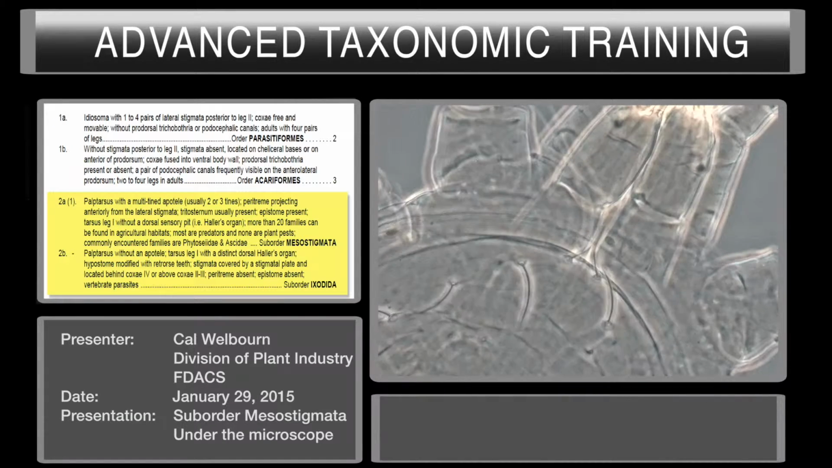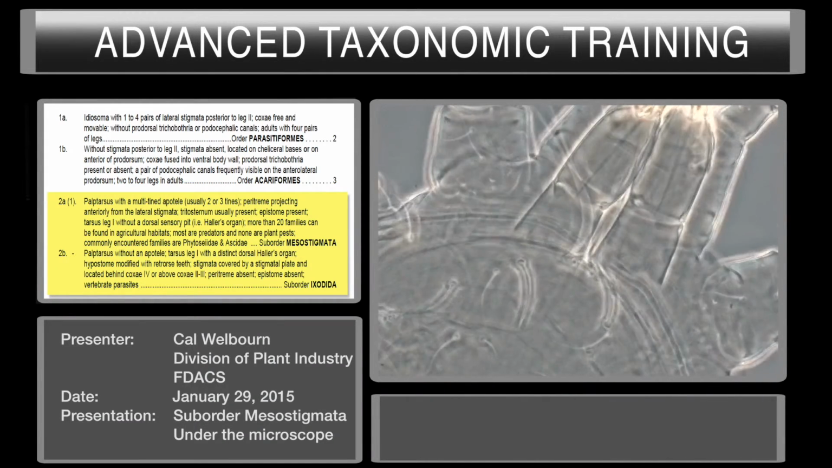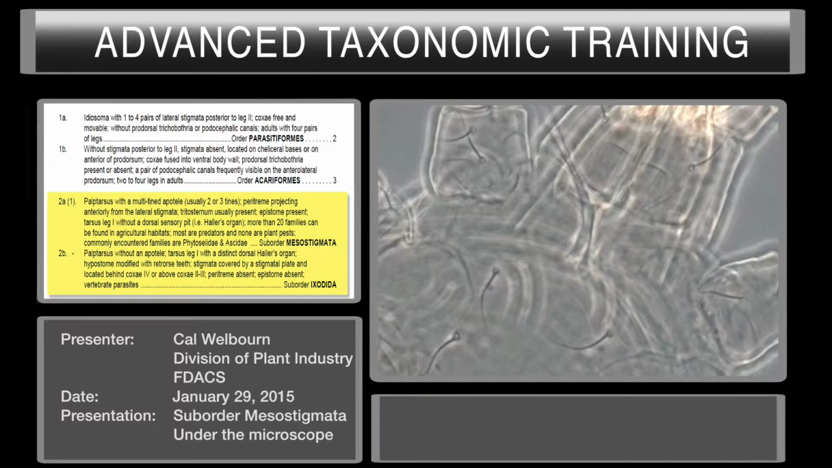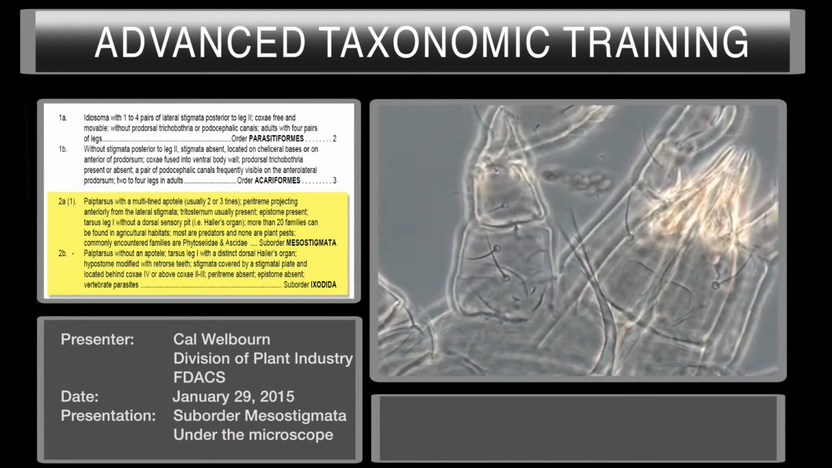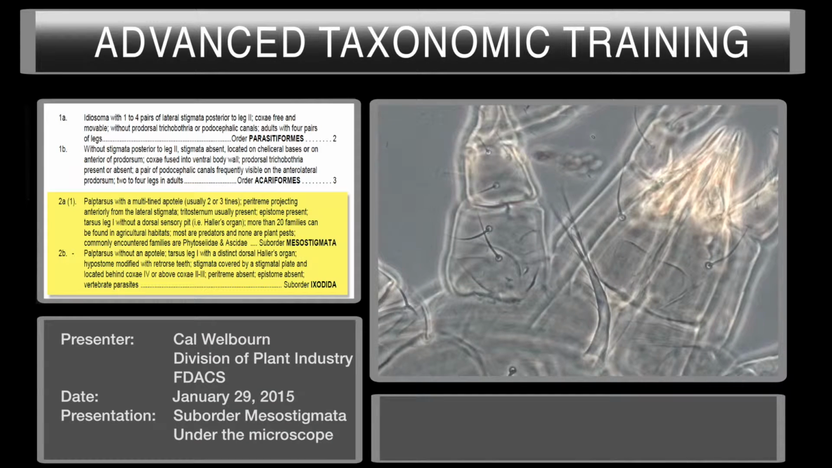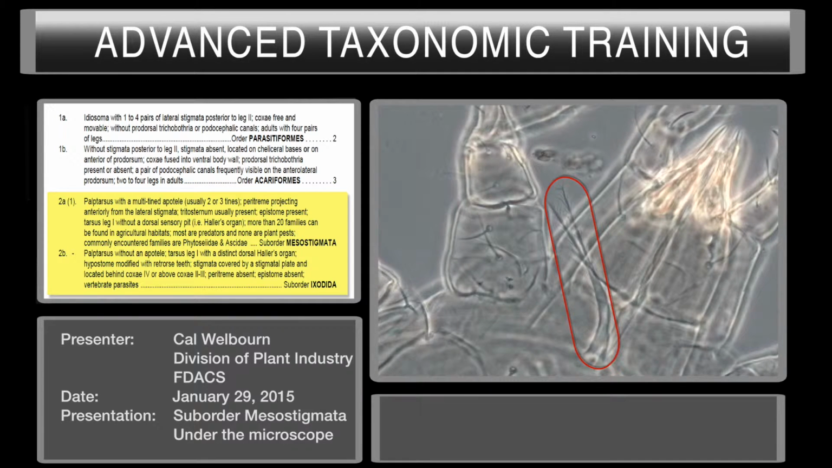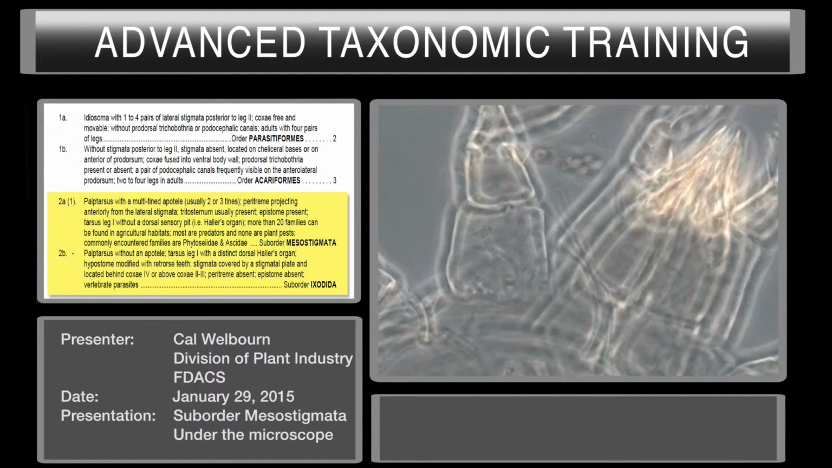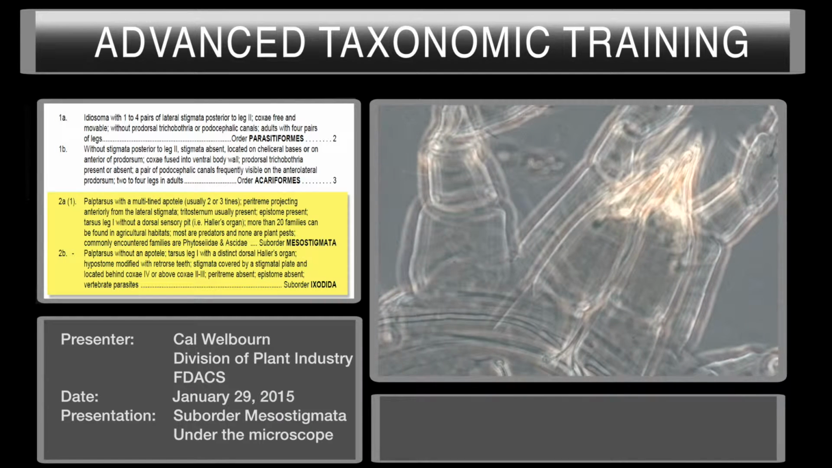Tritosternum, usually present or absent. Here's the gnathosoma. This is the ventral, this is subcapitulum, the ventral side of the gnathosoma. And right here is the tritosternum. They're usually bifurcate. It is usually bifurcate. Let's go back and look at the epistome now.